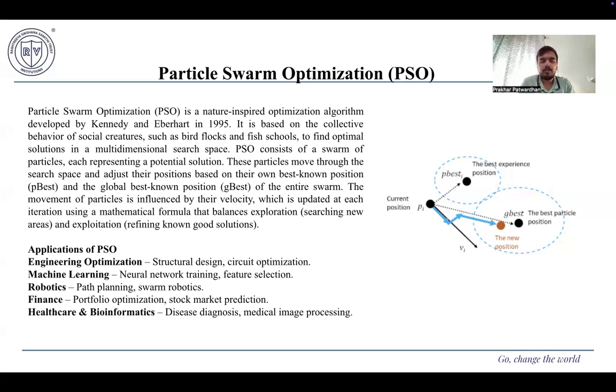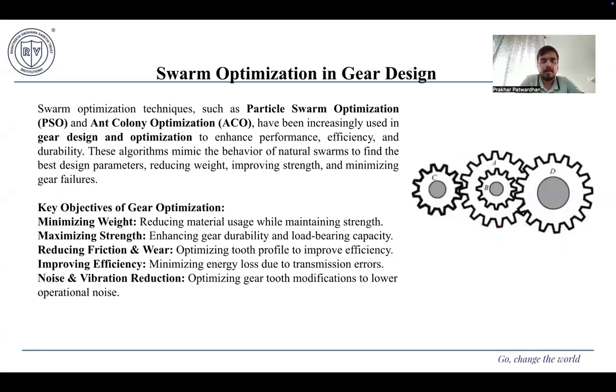So applications of PSO are engineering optimization. The first one is structural design and circuit optimization. Second is machine learning, neural network uses. So basically, neural network is a branch of machine learning. In this, we use particle swarm optimization, feature selection. Third one is robotics, path planning, swarm robotics. Fourth one is finance. So portfolio optimization, stock market prediction. Can use in health care and bioinformatics. So disease diagnosis, medical image processing. We use this particle swarm optimization.